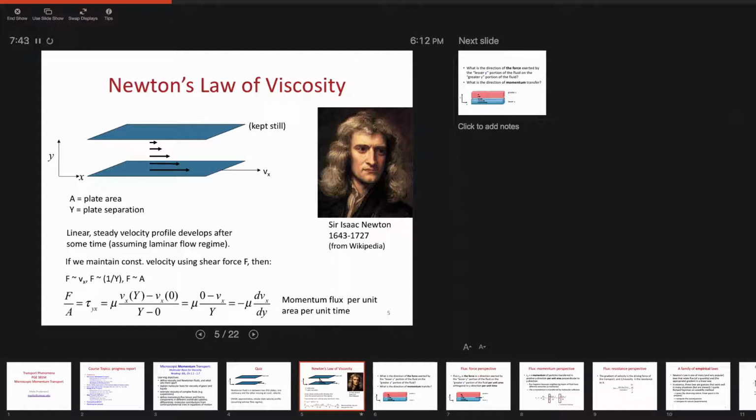And that minus in any laws of this nature is there because of the coordinate systems. Our transfer of momentum always goes from the area of more to the area of less. Whatever it is that I'm transferring, I'm always transferring from wherever I have more of it to wherever I have less of it.